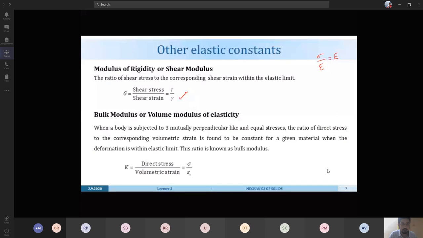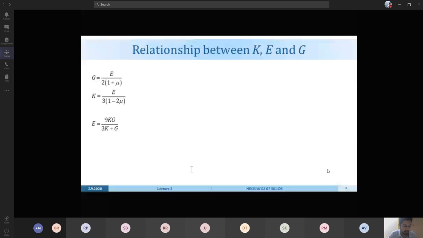And similarly, we can define it with respect to the volumetric stress. For example, when a body is subjected to three mutually perpendicular and equal stresses, the ratio of the direct stress to the volumetric strain is found to be a constant, and this constant is known as the bulk modulus, and of course it has to be within the elastic limit. We denote the bulk modulus by the letter K, given by sigma by epsilon v. So there are some relations between the bulk modulus, elastic modulus, and the shear modulus.